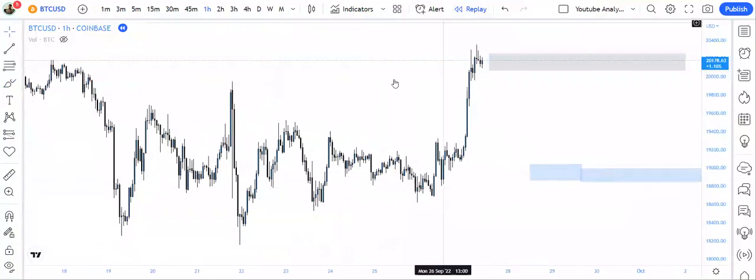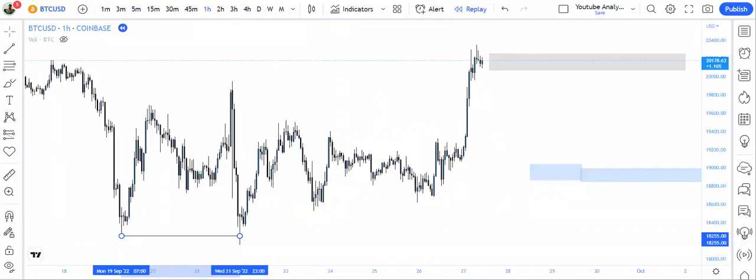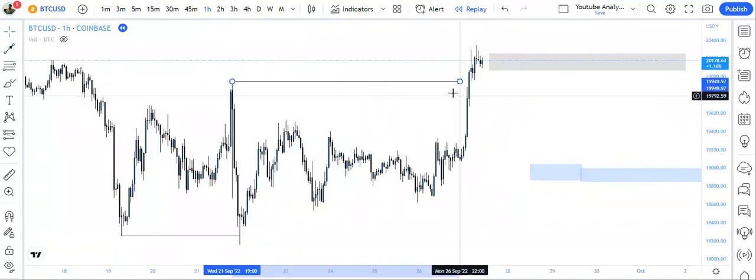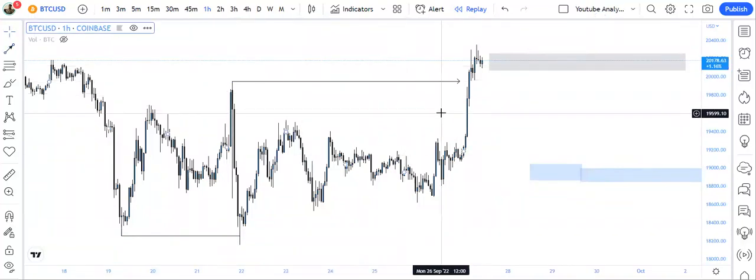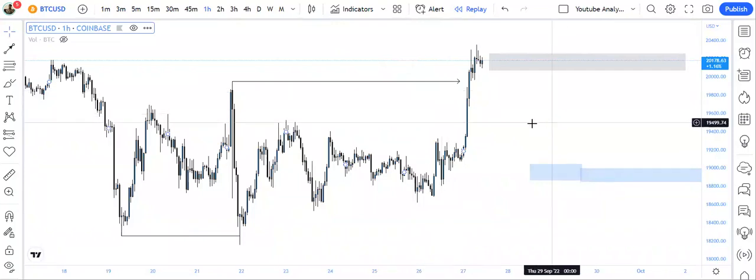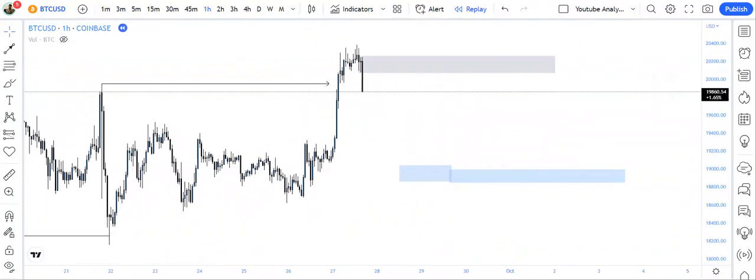All right, so let's take a look. So obviously this low has been hunted, as you can see. Then we have a break of structure towards the upside. Now this confirms our trend that we are considered bullish right now. Let's take a look right now.